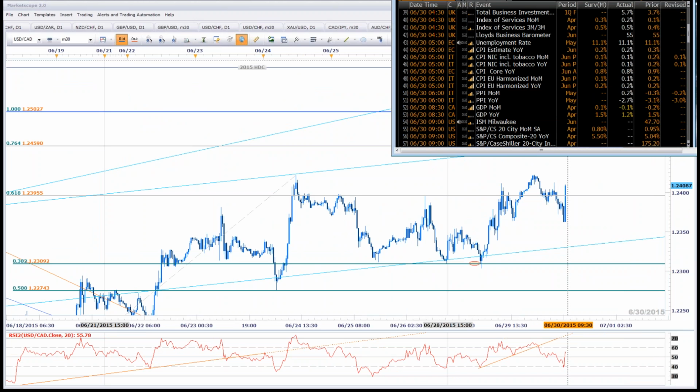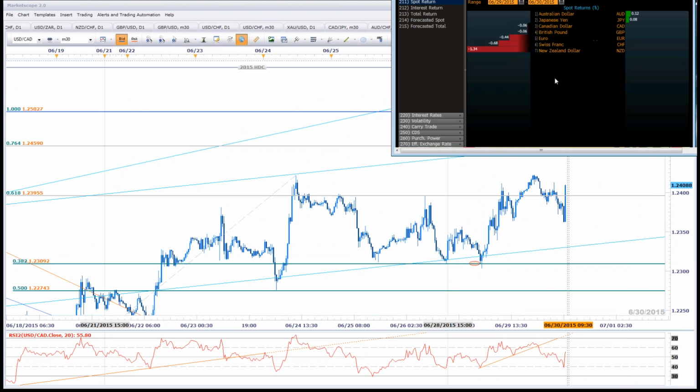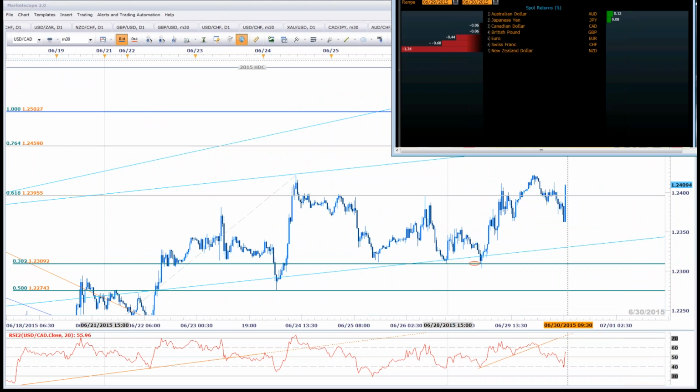Here's what the relative performance looks like on the greenback so far for the session. You can see Aussie stronger at 0.12%, still like the upside there. Yen stronger by 0.08. We're currently holding a short on that. Kiwi, biggest loser on the session, down 1.34%. So the Kiwi rout continues. We'll take a look at that in a little bit as well. British pound has been lackluster. Euro trading slightly to the downside, 0.44%.